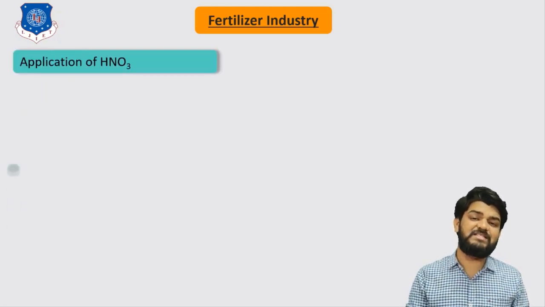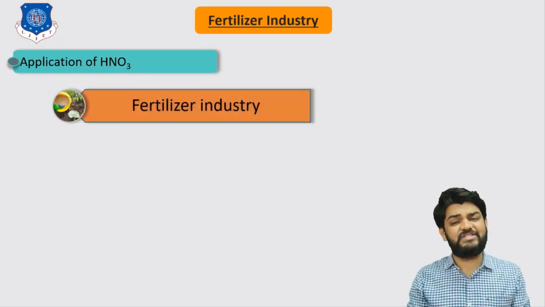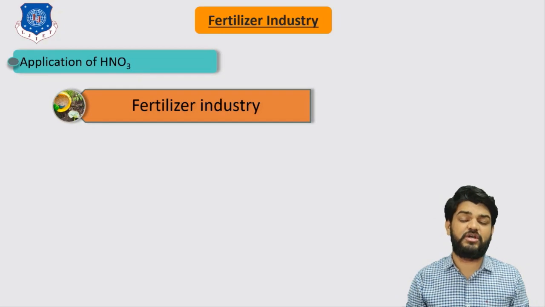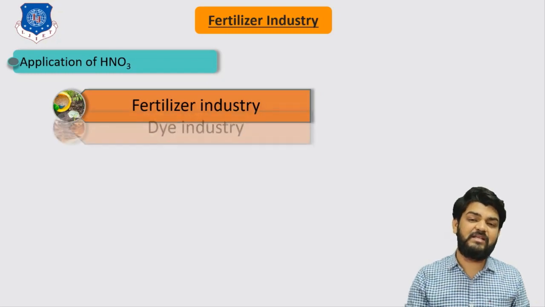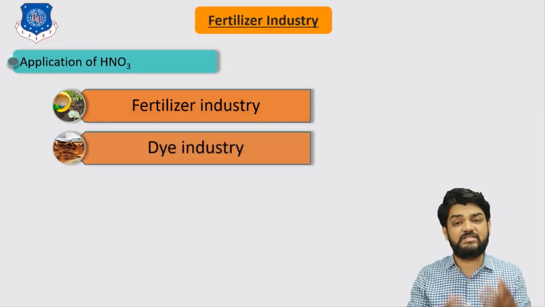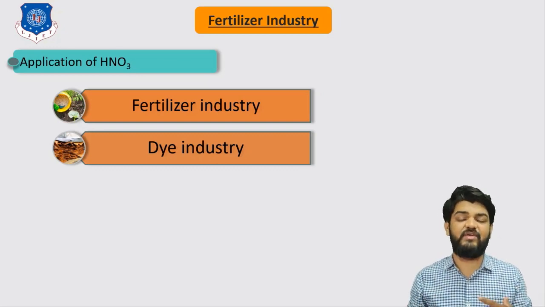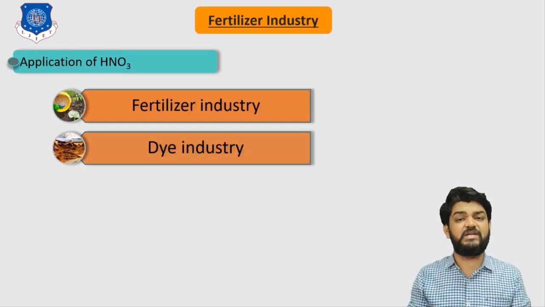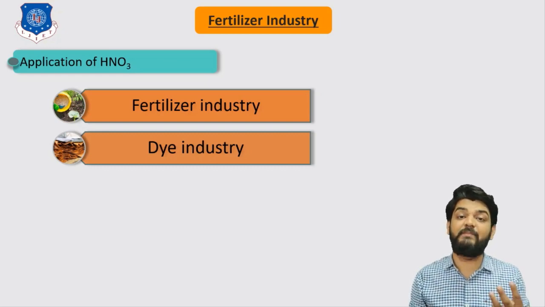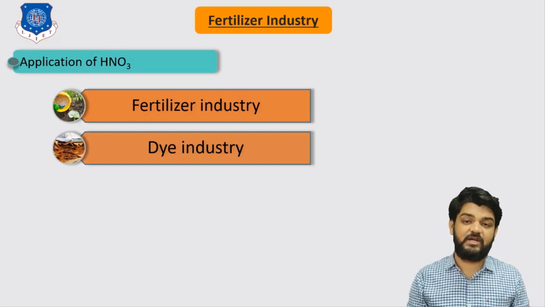Now let's quickly see what the applications of this nitric acid are. Well, this nitric acid is largely used in the production of fertilizer. It is used as a source of nitrogen for different fertilizers, right? Then this nitric acid also finds large application in the dye industries, or any fiber industry, where we use nitric acid and mix it with sulfuric acid in order to get mixed acid. And this mixed acid is used for dye intermediates.